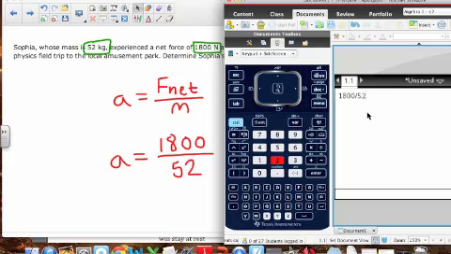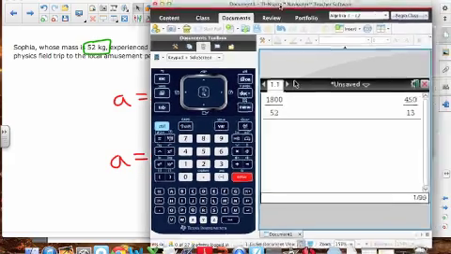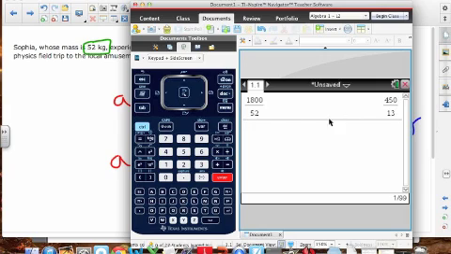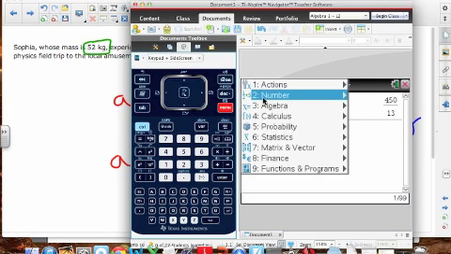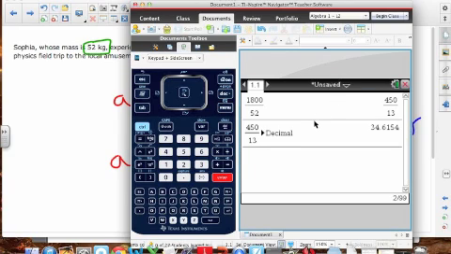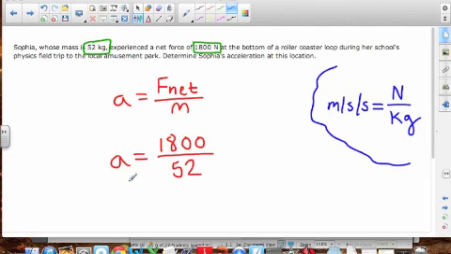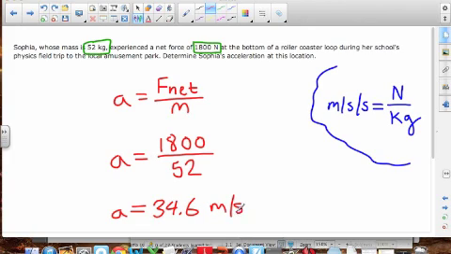1800 divided by 52 equals, oh, it's a wonderful fraction. So I'm going to convert that to decimal, 34.6. So the acceleration that Sophia has at the bottom of this loop in the roller coaster ride is 34.6 meters per second per second.